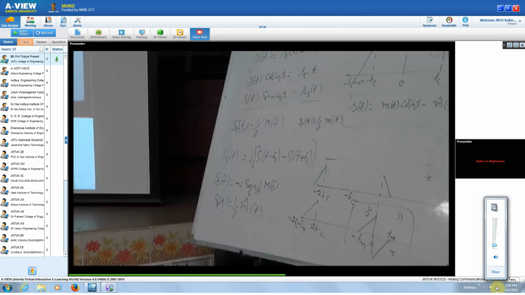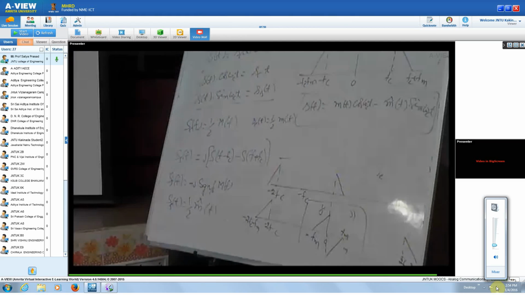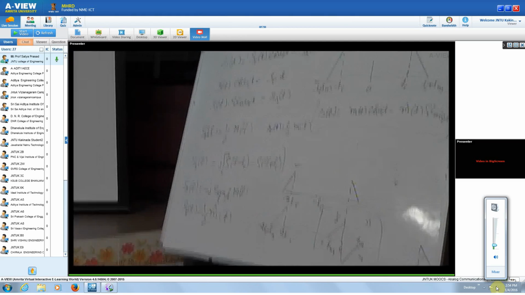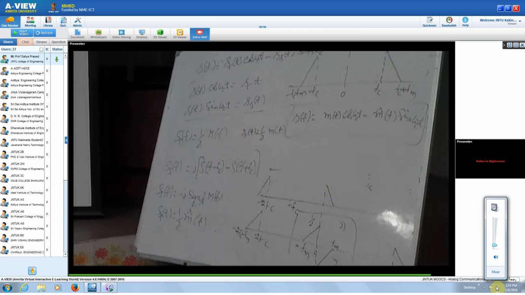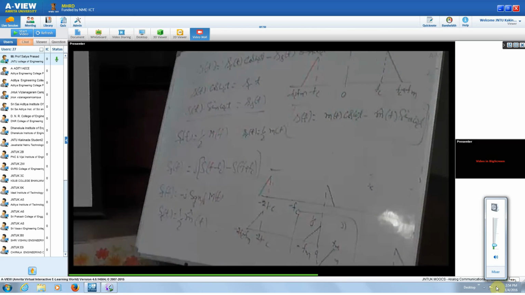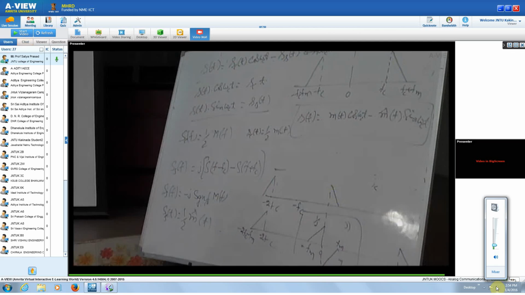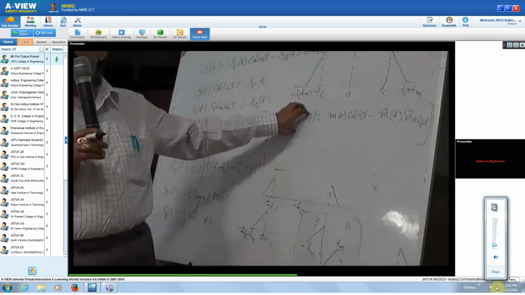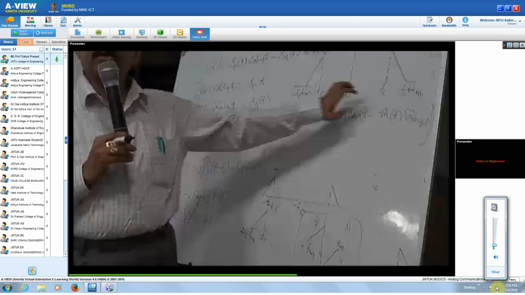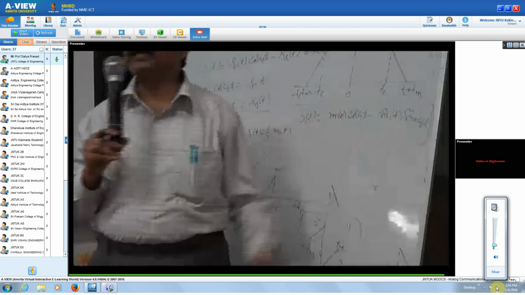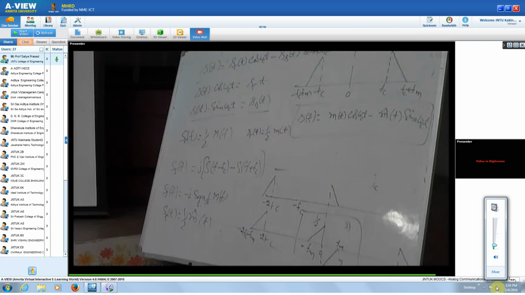This will be the time domain representation of your USB signal. I am not taking into consideration the factor 1 by 2, because anyhow you can take out S of t as half of S of t. Finally, it is only the multiplication factor that we are going to have throughout, so I can take it out, make it a constant and then eliminate it. So basically, your USB signal S of t, the time domain representation, is m of t into cos omega ct minus m hat of t sin omega ct.